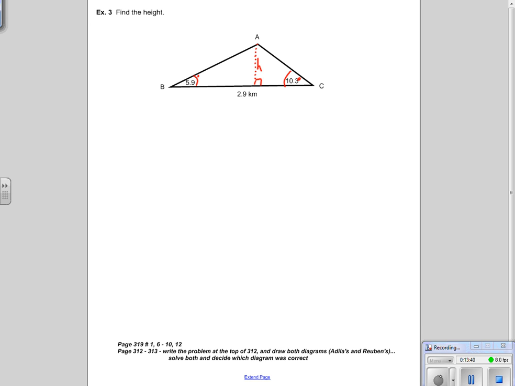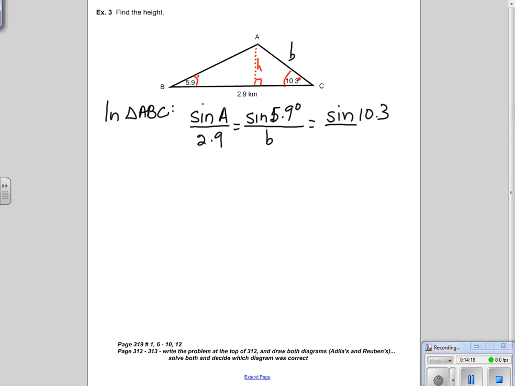So considering the triangle ABC, I would like to find the length of AB or AC. So I'm going to set up the sine law. Sine of angle A over 2.9 equals sine of 5.9 degrees over little b, which is over here, equals sine of 10.3 over little c.